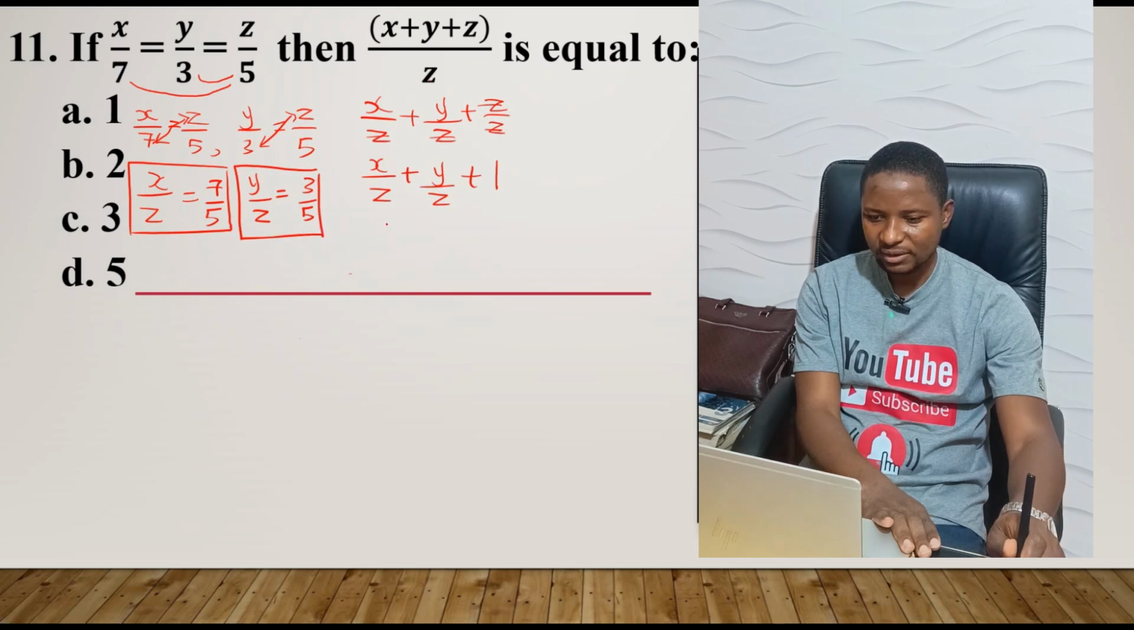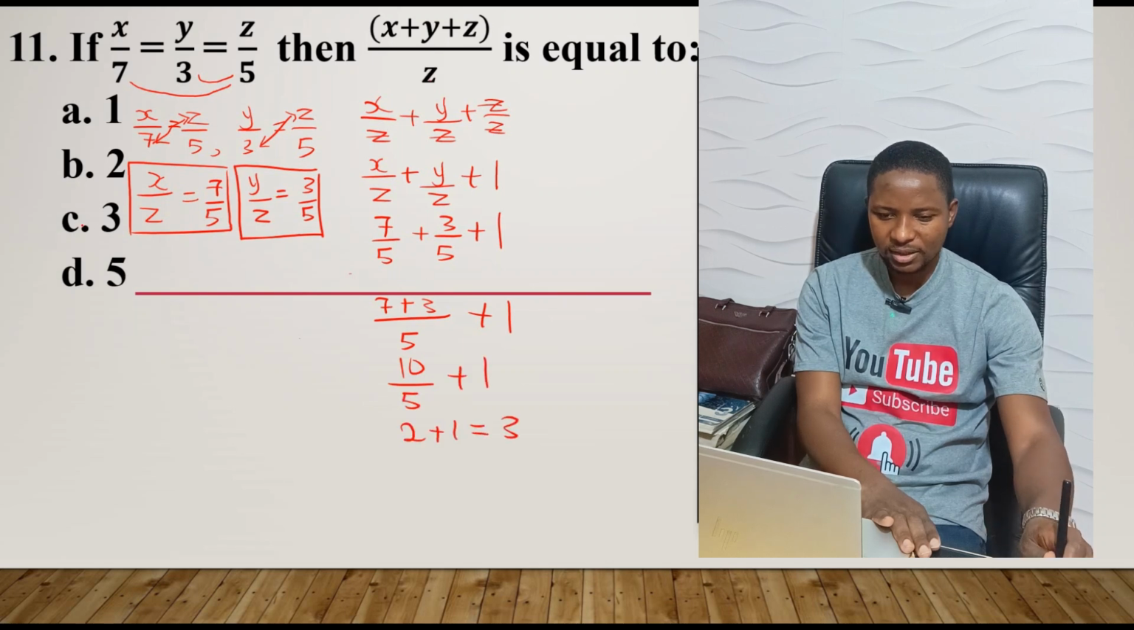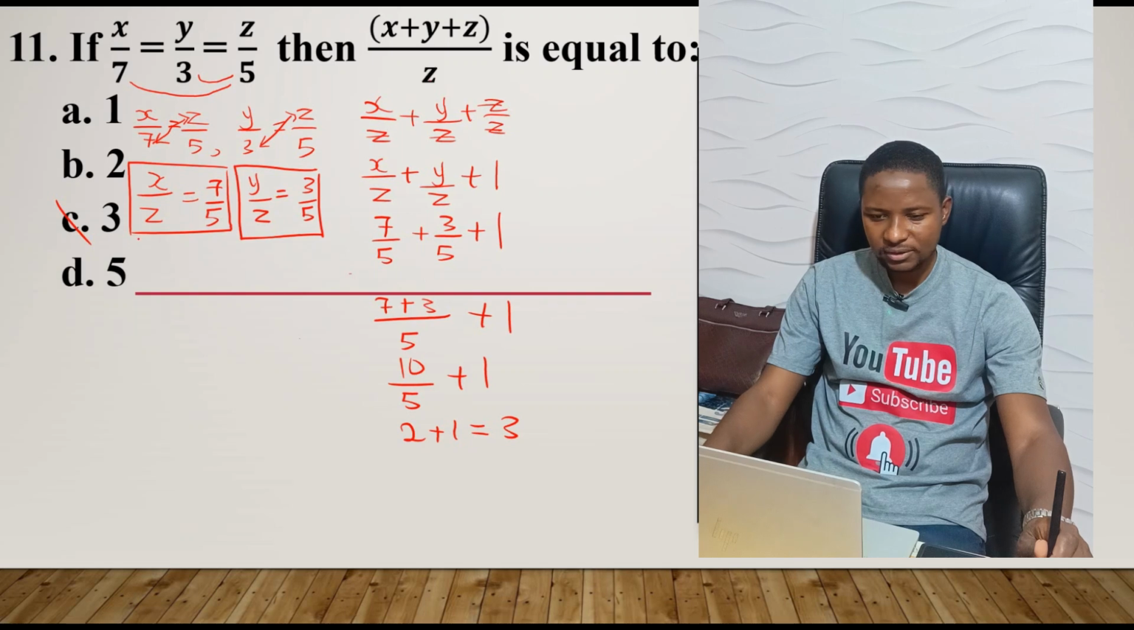So x over z is 7 over 5 plus y over z is 3 over 5 plus 1. And if you know what you're doing, because we have the same denominator, we can easily find the LCM, and that will give you 7 plus 3. Don't forget this plus 1. 10 over 5 plus 1, that's 2 plus 1, and your answer is 3. So my number 11 is C.